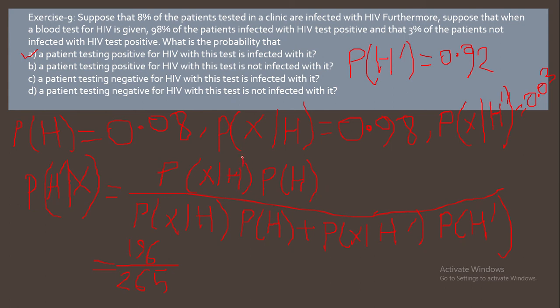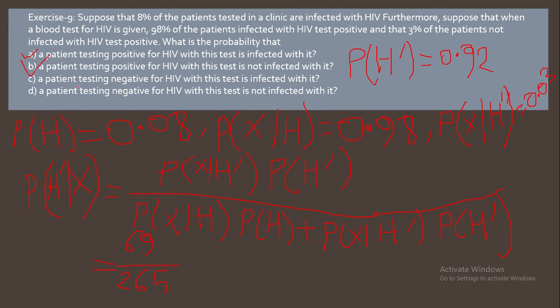P of H prime given X, which is the probability of X given H prime into probability of H prime, divided by probability of X given H prime into probability of H prime plus probability of X given H into probability of H. If we calculate this, we will get 69 divided by 265. So we are done with question B too.